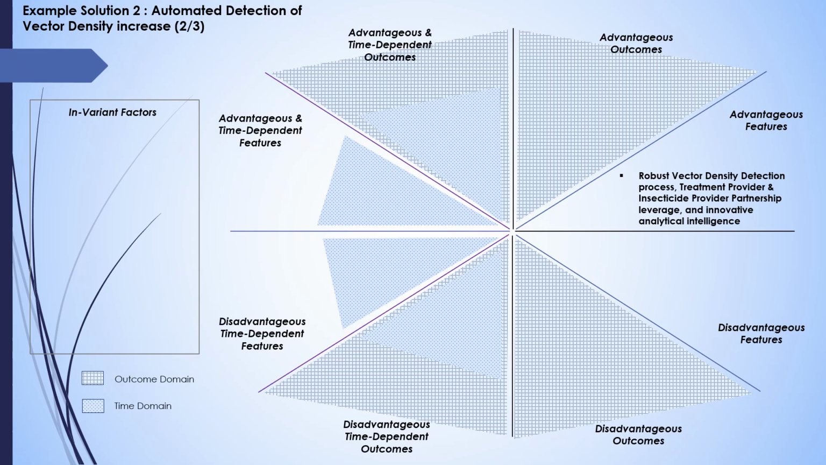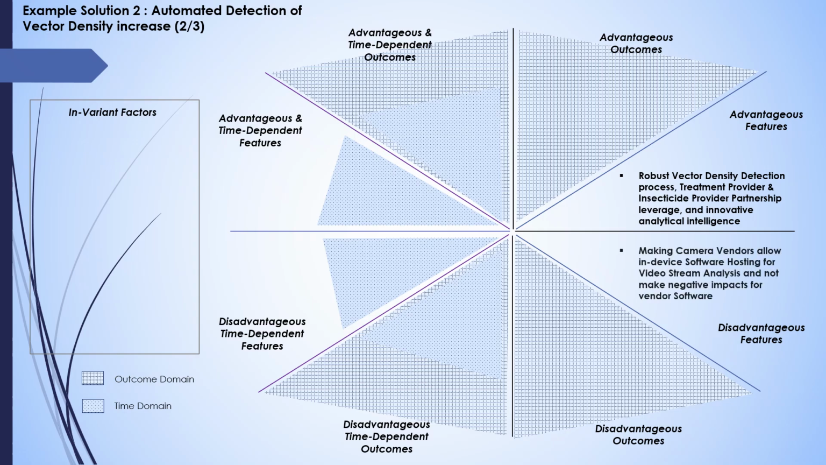Third, innovative analytical intelligence. The ability to interpret detection data smartly, identifying patterns, predicting surges, prioritizing responses, is what separates a basic monitoring tool from a genuinely intelligent prevention system. Maintain and evolve this capability, and the solution stays ahead of the problem it's designed to solve. As long as these 3 features remain strong and are continuously developed, the solution keeps delivering.